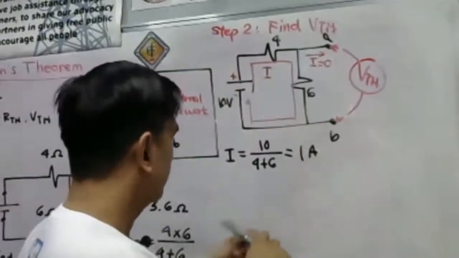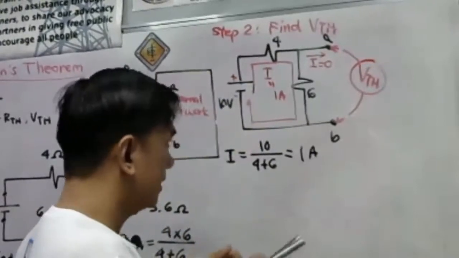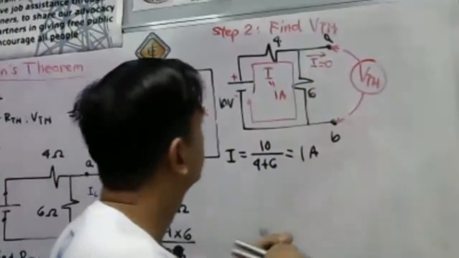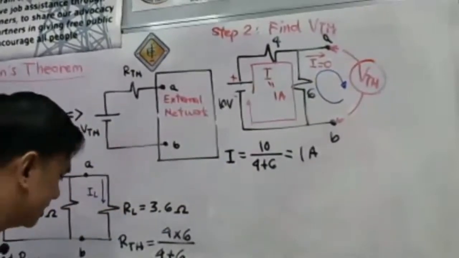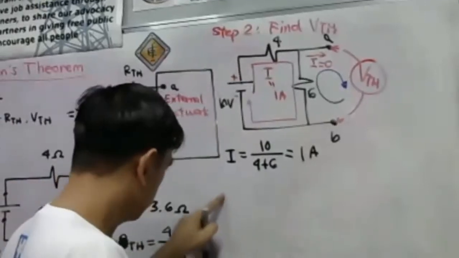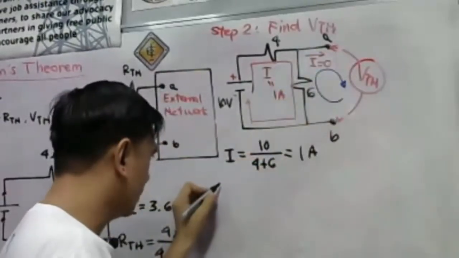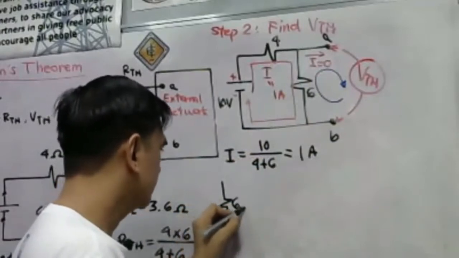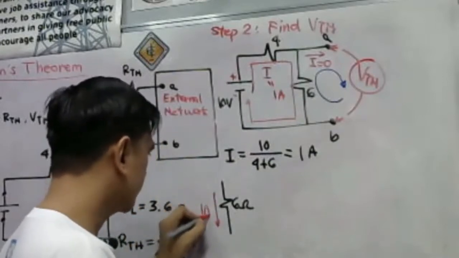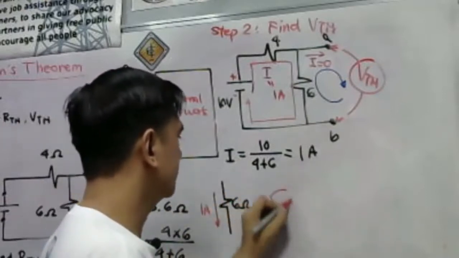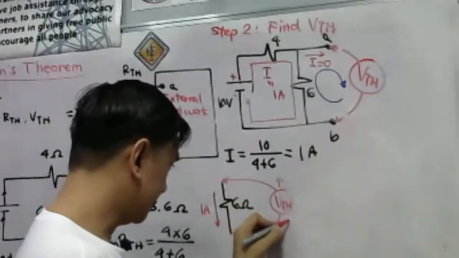So the current here is 1 ampere. This current I is 1 ampere. I will just consider this loop. Take a look at this loop. For those students who are first time in our channel or in our Facebook lectures, I will draw any closed circuit, any loop here. So, this is our 6 ohm resistor. There is a current flowing here that is 1 ampere. Then we have here a VTH, our Thevenin's voltage. Let's say this is the positive, this is the negative.